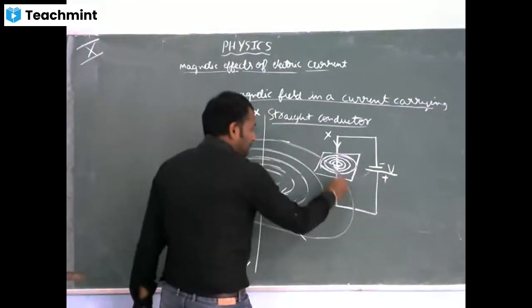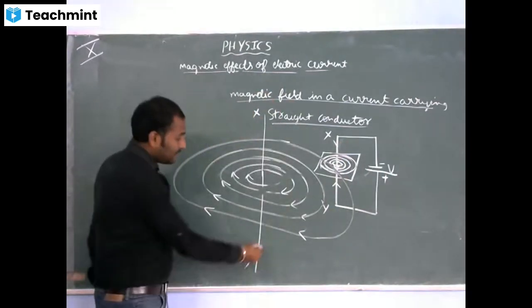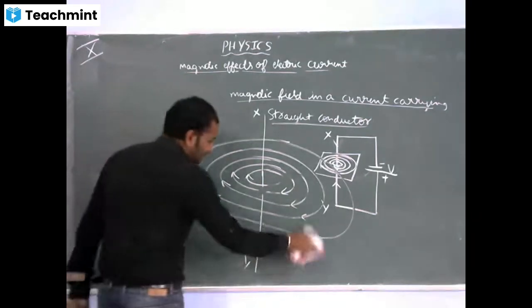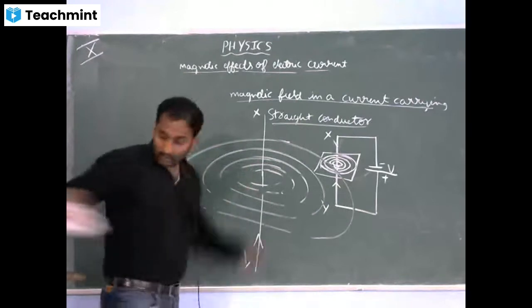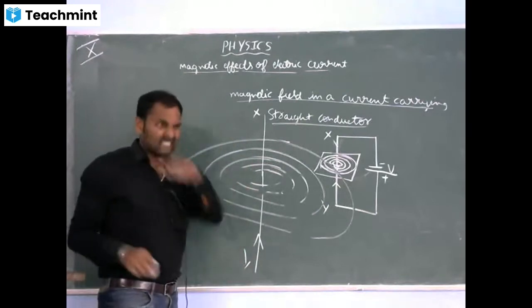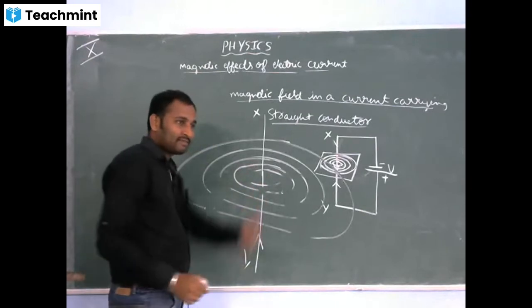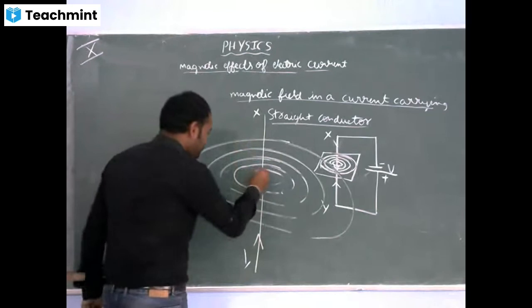Current is flowing from Y to X. So here current is flowing from Y to X. So what will happen? Will the direction of magnetic field lines be the same? Opposite. How do you say opposite? By using the right hand rule.